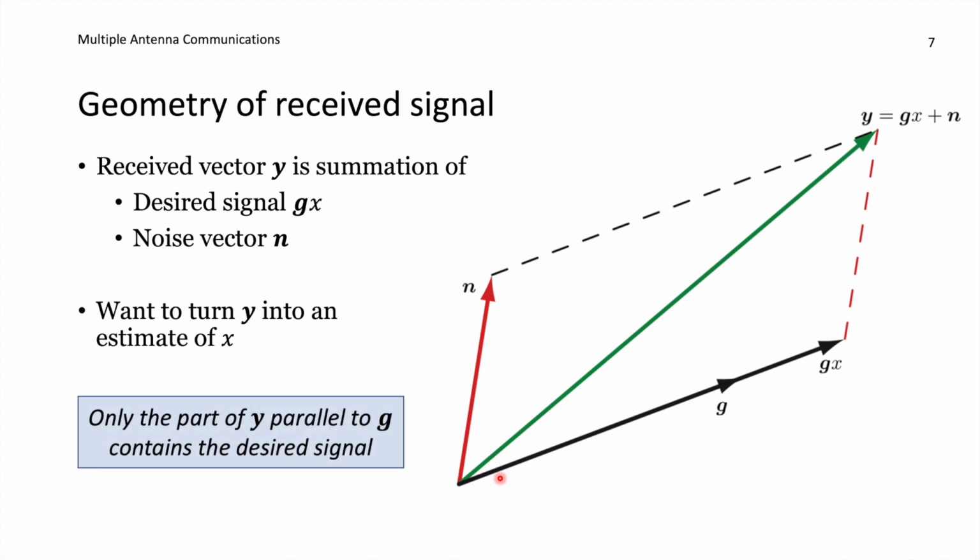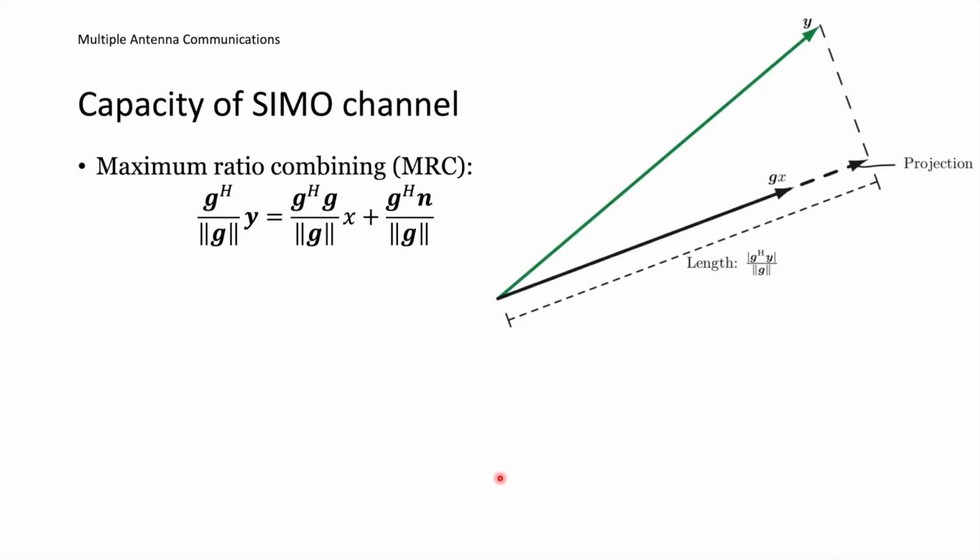So only the part of y that is parallel to g can contain the desired signal, and all other dimensions, which will be m-1 dimensions if you have m antennas, will only contain noise. So what we should do is take y and project it onto g. And this is known as maximum ratio combining. So what we are doing is that we take y, and we project it down to something that is pointing in the same direction as g.